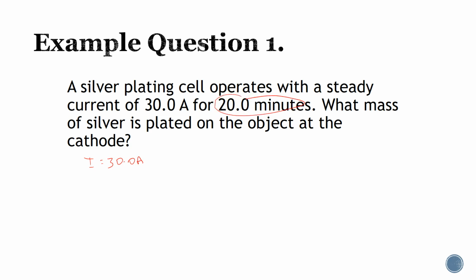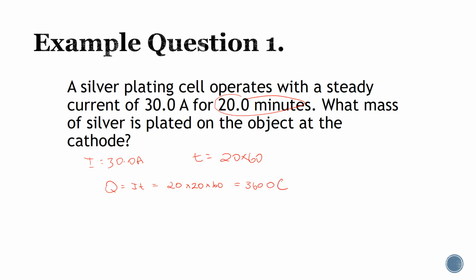Catch, time has to be in seconds. So time is going to be equal to 20 multiplied, of course, there are 60 seconds in every minute. So Q is equal to IT, so it's going to be equal to 30 multiplied by 20 multiplied by 60, which is going to give me 36,000 coulombs going through our cell.